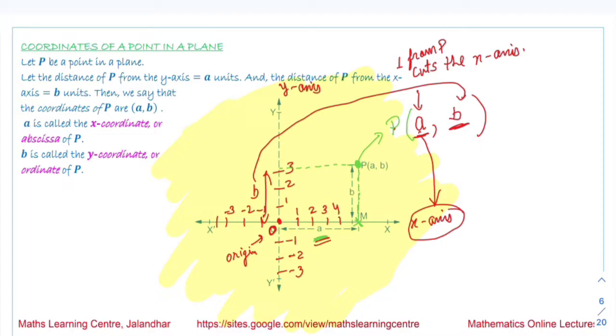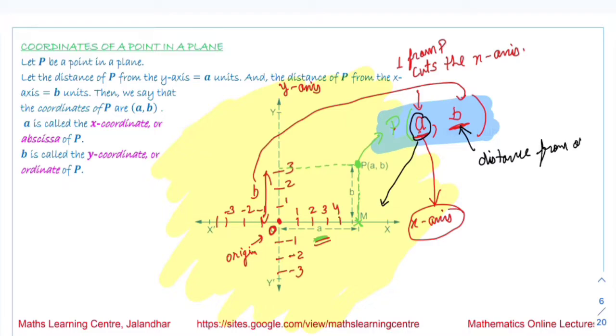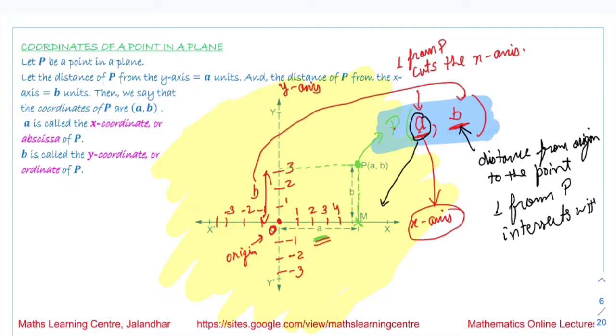So what we get from this is the point P(a, b). I hope this is clear to you, that a represents where the perpendicular from P cuts the x-axis, the distance from the origin, and b represents the distance from the origin to the point where the perpendicular from P intersects the y-axis.